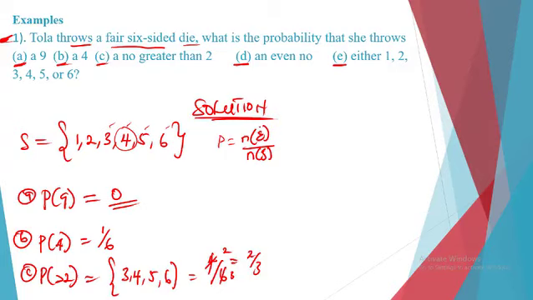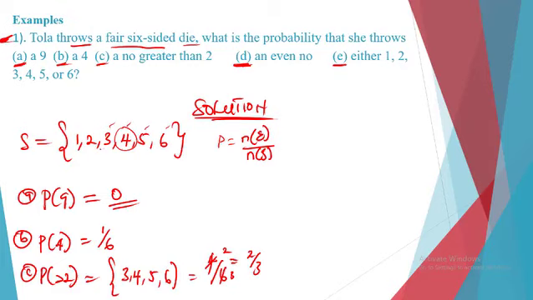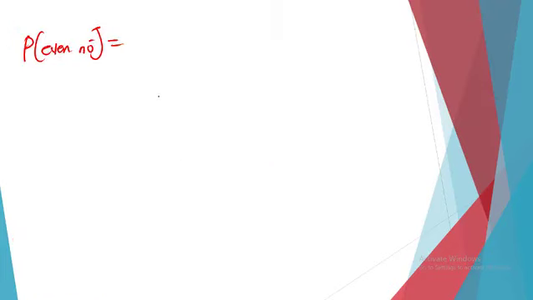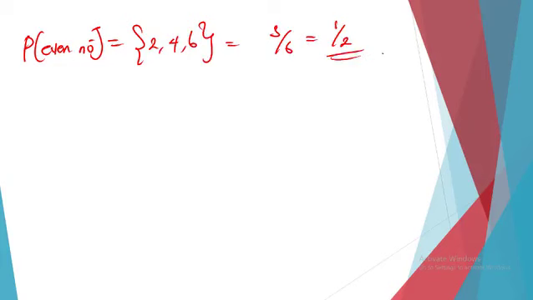Okay. Then for our D, probability of obtaining an even number. Okay. What are the even numbers here? Even numbers are those numbers that can be divisible by 2 without a remainder. So we have 2, 4, and 6. And that's the set. And that will give us 3 over 6, which is 1 over 2. Right? Okay.